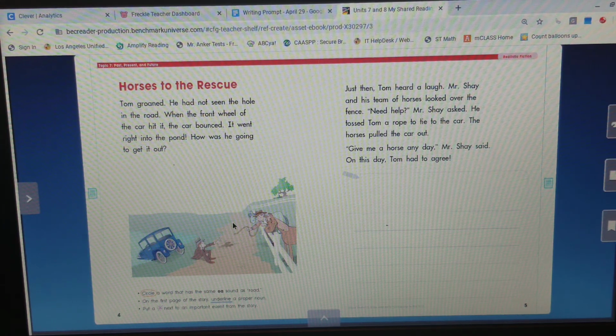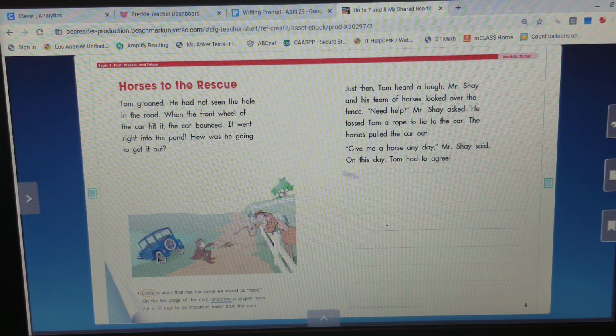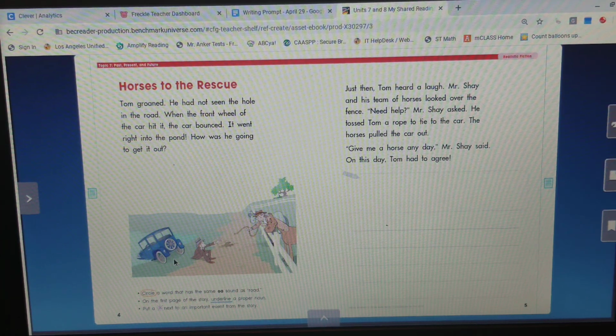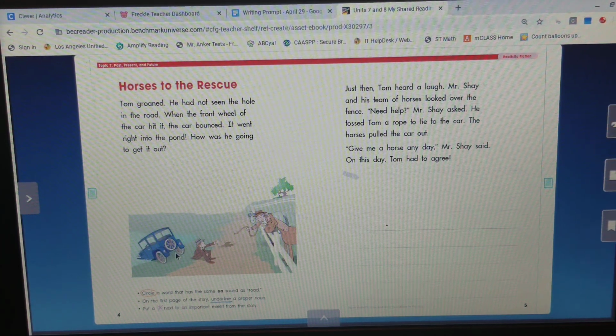Now I want you to go back and look at the picture and notice how the car looks. This is not a car that we would see today. This is a car of the past, much like the cars in the other story. So I can make the connection and say that this car looks like a car from about 100 years ago. So that means this was a time when cars were just starting to be used and people still rode horses to get from one place to another.